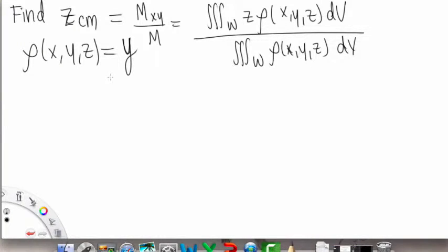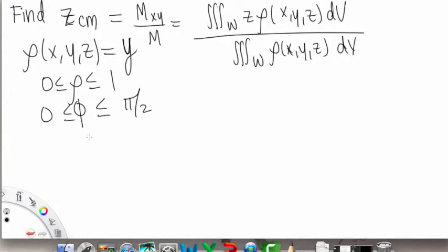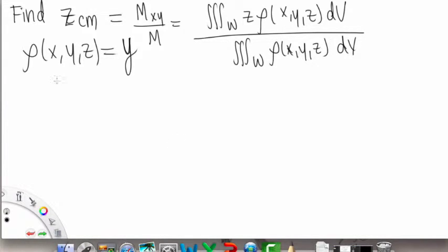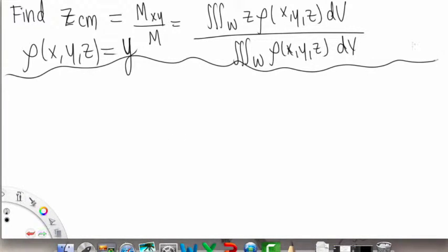And let's see what else. And then we have that rho goes from 0 to 1, and phi goes from 0 to pi over 2, and theta goes from 0 to pi over 2 as well. Okay, so I just figured it out. So pretend you didn't see any of this. So this is your given. Sorry about that. I skipped ahead of myself. I was looking at my work.